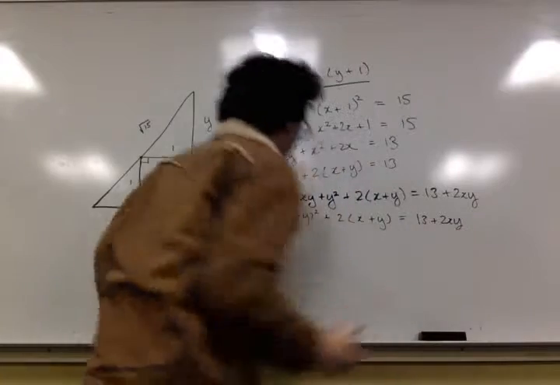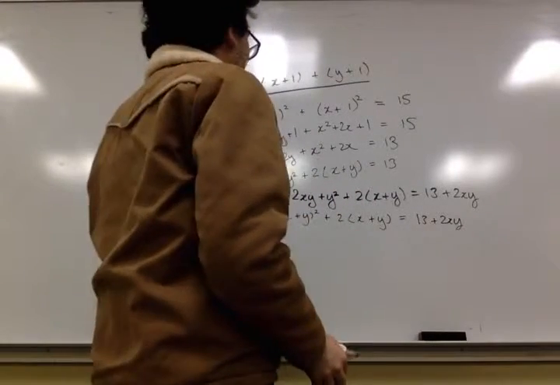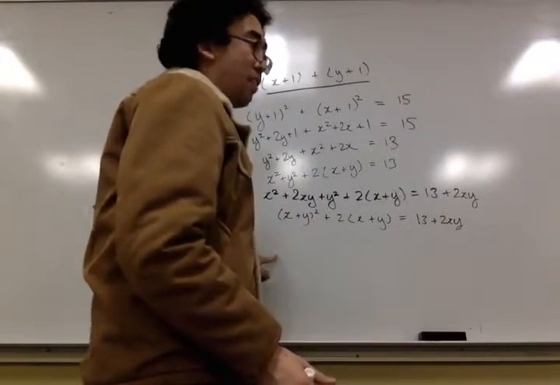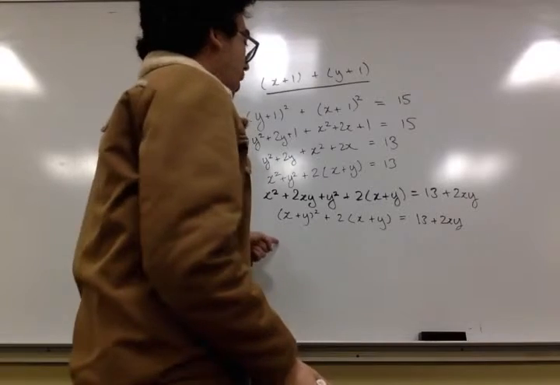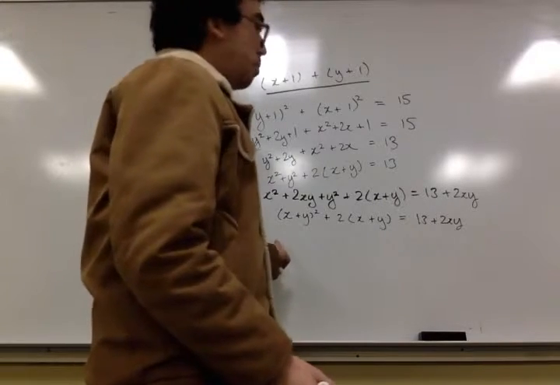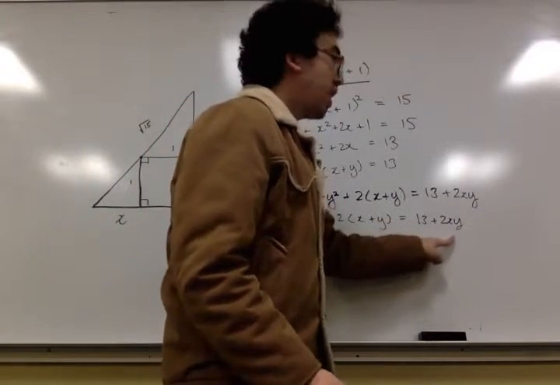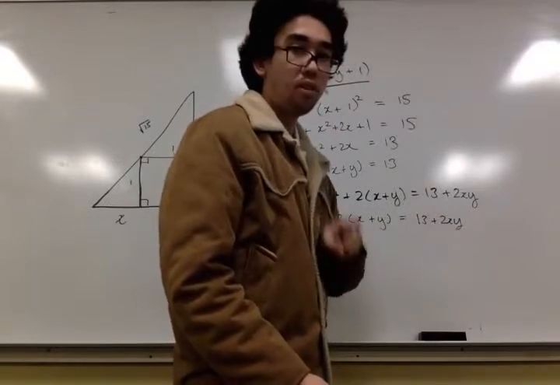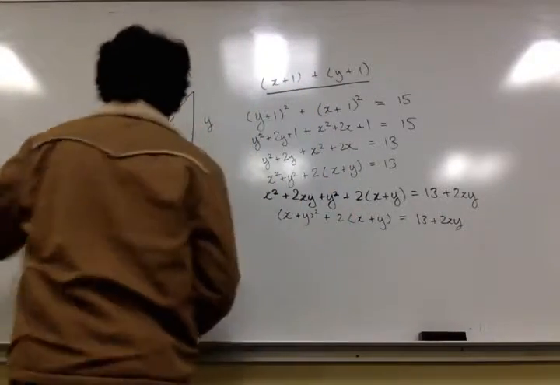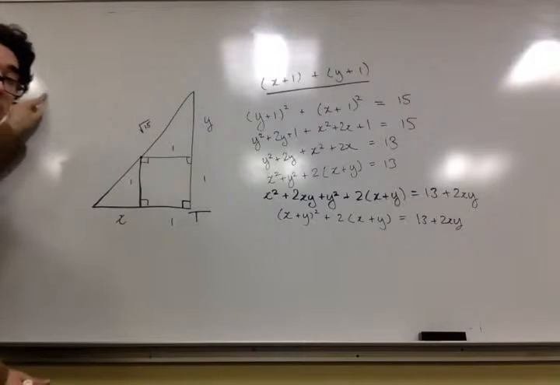13 plus 2xy. Okay, so now on this side of the equation, we're almost ready to factor it, which is amazing. But the problem is this xy term. No one likes that xy term. What are we going to do with that xy term? I'm going to show you what we're going to do with that xy term over here, because you can see that.